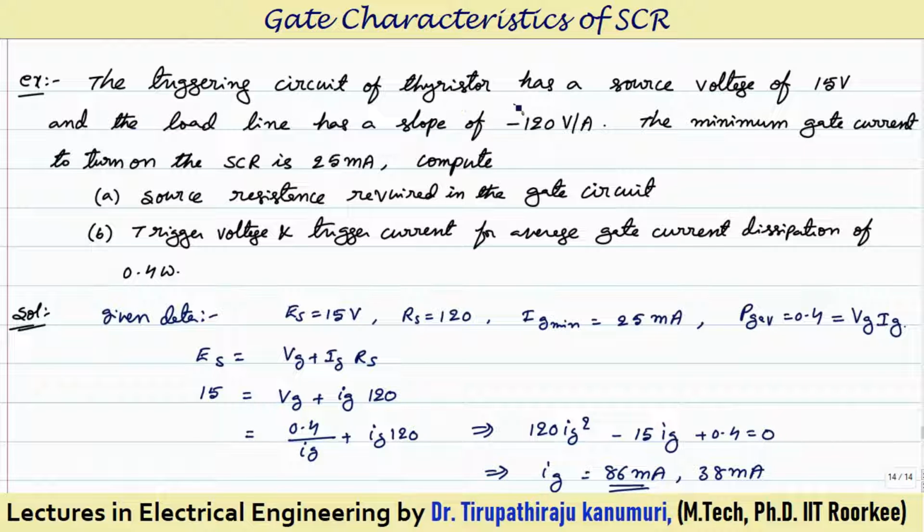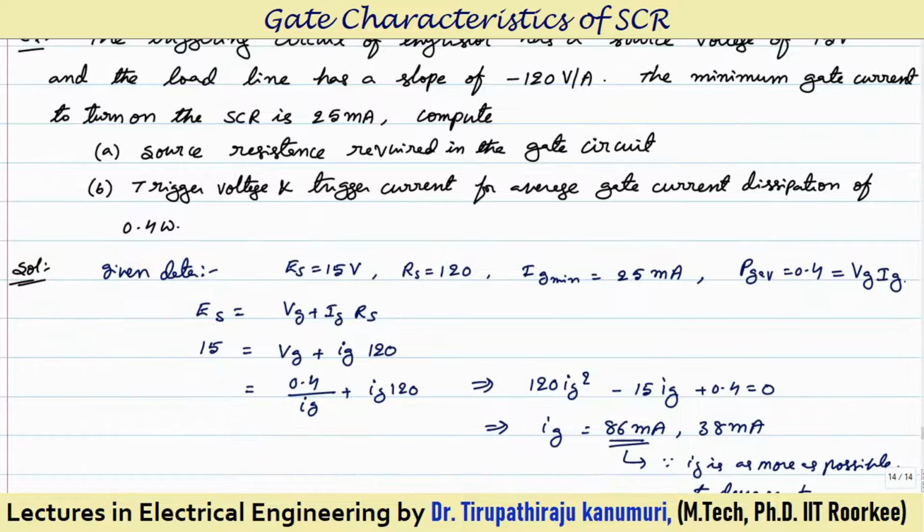The triggering circuit of the thyristor has a source voltage of 15 volts and the load line has a slope of minus 120 volts per ampere. The minimum gate current to turn on the SCR is 25 milliamperes. Compute the source resistance required in the gate circuit and the triggering voltage and triggering current for an average gate power dissipation of 0.4 watts. So here let us try to solve it.